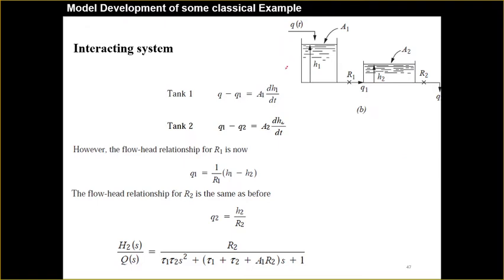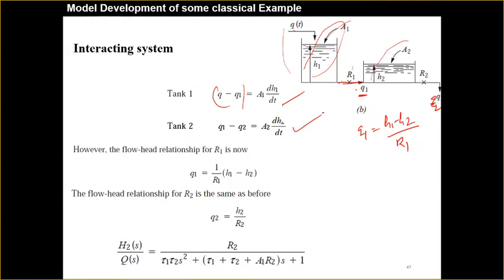This is the interacting type of system we are now going to discuss. In the interacting type of system, we have already discussed Q1 is nothing but, can anyone tell me what it will be? H1 minus H2 by R1, because this is interconnected. Okay, so just write the equations. For tank 1, Q minus Q1 is equal to A1 dH1 by dt, right? And for the second tank, Q1 minus Q2, yes, this is Q2, Q1 minus Q2 equal to A2 dH2 by dt, right?